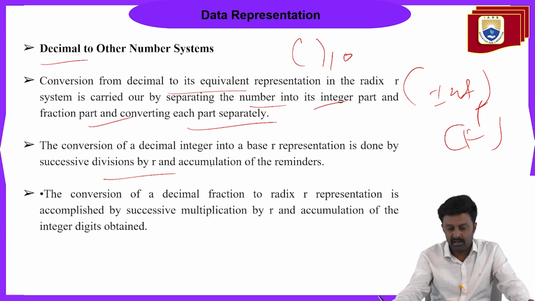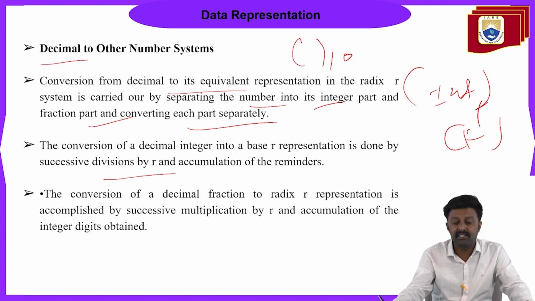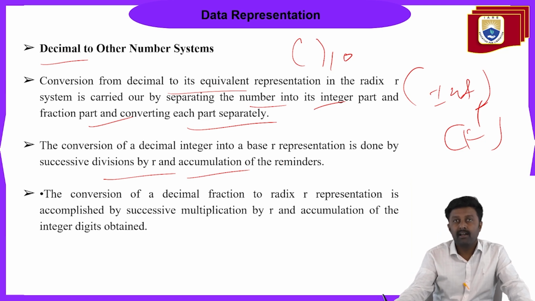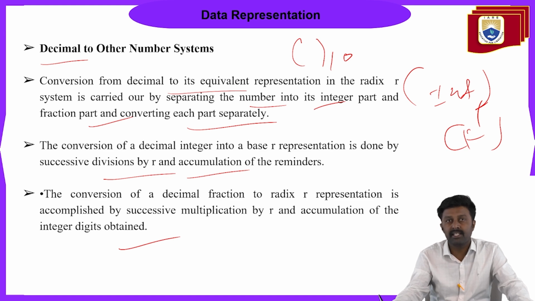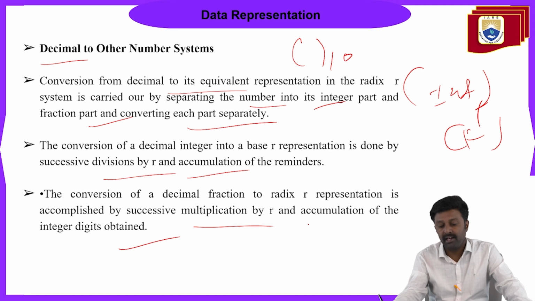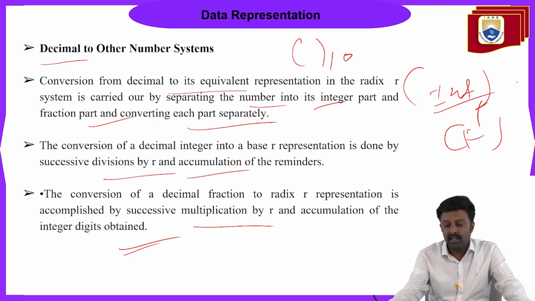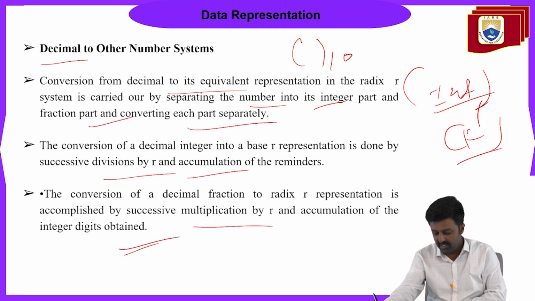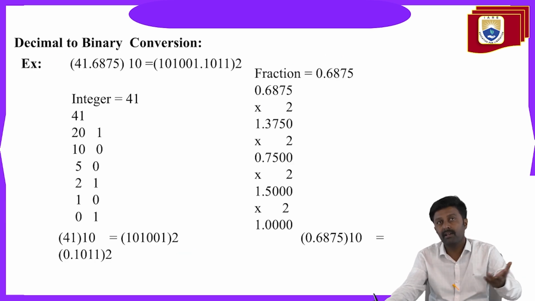The conversion of a decimal number into the radix r representation is done by successive division for the integer part, and the fractional part is accomplished by successive multiplication by r and accumulation of the integers obtained. So the integer part is converted by successive division, and the fractional part is converted by multiplication. We'll see an example of how a decimal number system is converted into another number system.